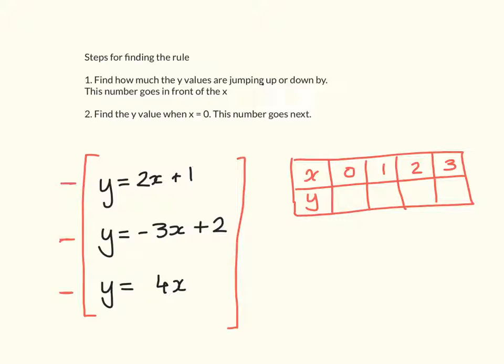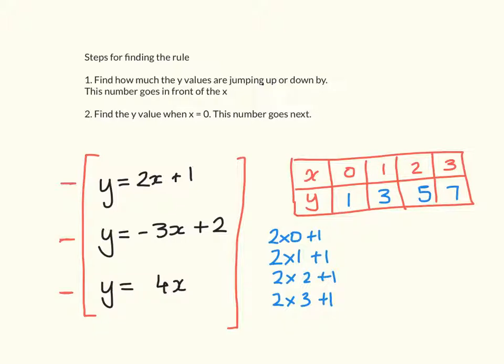So let's do that for the first one, just as a reminder. So when x equals 0, we have 2 times 0 plus 1. So 2 lots of 0 is 0 plus 1 is 1. When x equals 1, we have 2 times 1 plus 1. That's 2 lots of 1 is 2 plus 1 is 3. When x equals 2, we have 2 times 2 plus 1, which is 5. And when x equals 3, we have 2 times 3 plus 1, which is 7.